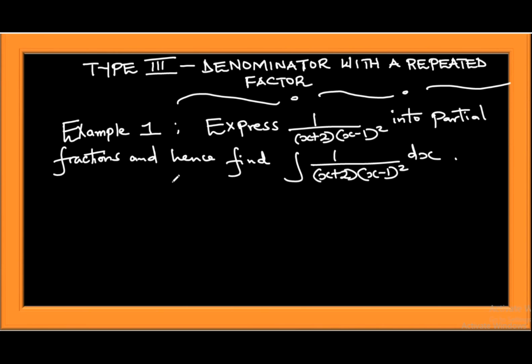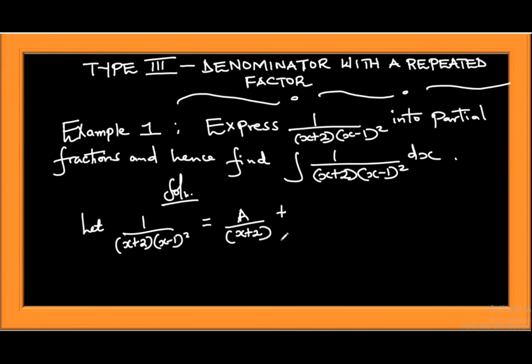We just need to begin by saying, let 1 over x plus 2 into brackets x minus 1 squared be equal to 1 over, I have the first factor, so I will say a out of x plus 2. I've taken a choice of using a, just like we've been doing in the previous tutorials, plus.